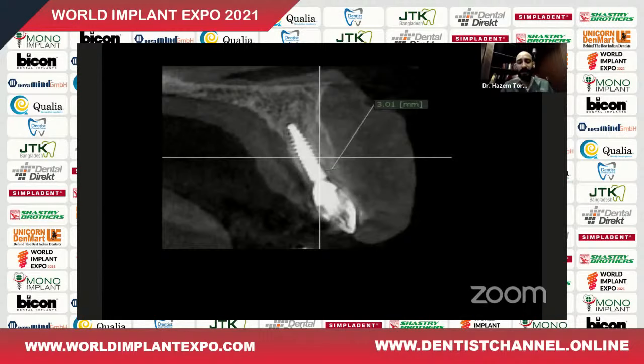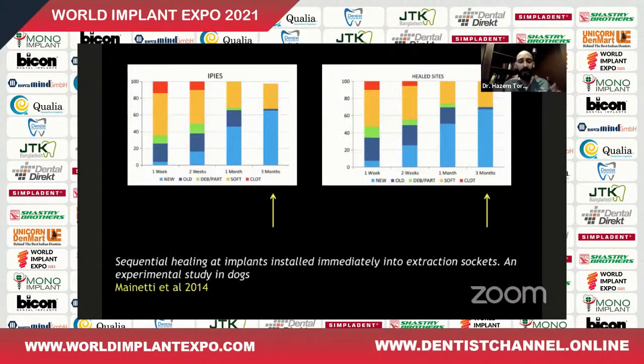If I had placed this implant close to the buccal plate, where would this 3 millimeters form? It wouldn't. And then disaster happens. And this is a beautiful study by Mainetti, where he showed that the new buccal plate formation starts after 1 week of extraction. The remodeling process kicks in, the old buccal plate starts to resorb, and the new buccal plate formation starts within 1 to 2 weeks after extraction.